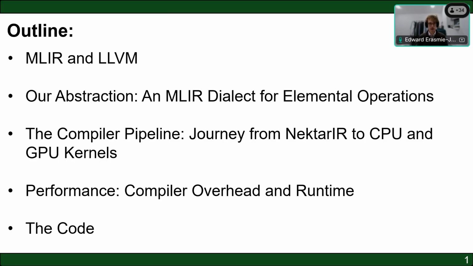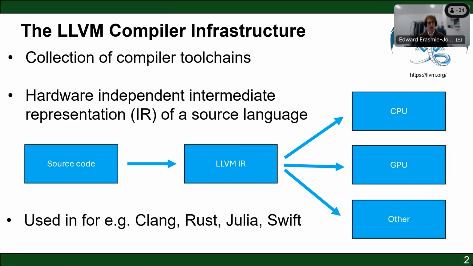So to start off, if we look at the LLVM compiler infrastructure, basically LLVM is a collection of compiler toolchains or libraries that make developing domain-specific compilers significantly easier. The way it does this is by standardizing the conversion between a source language and a hardware target using an intermediate representation called LLVM-IR.